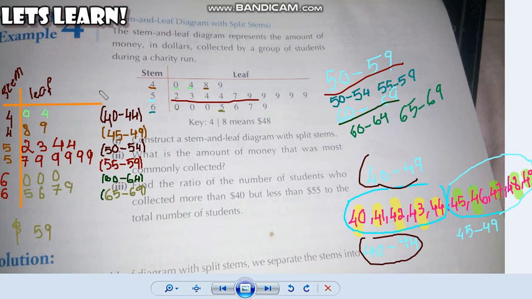Now your task is to take out your copies. What you will be doing is putting the heading stem and leaf diagram, stem and leaf split diagram, and then you will be mentioning whatever is shown to you.